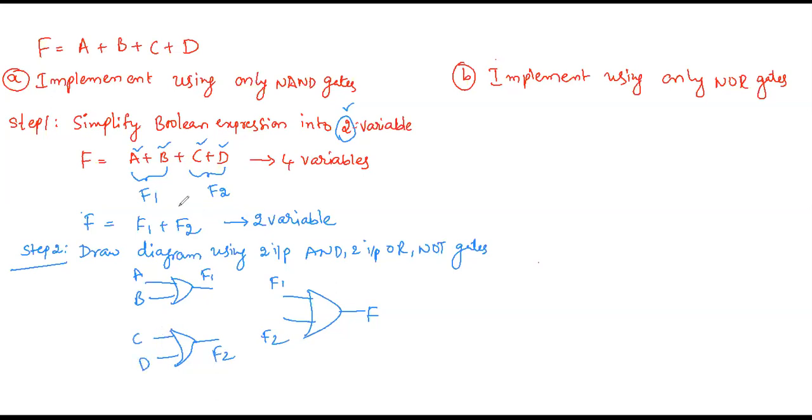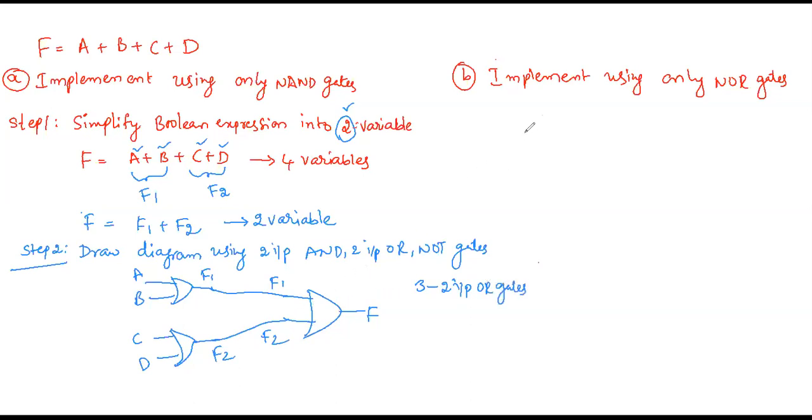Now join the corresponding terms: F1 and F2. Okay, this is the final implementation of the given Boolean expression with two input AND gates, OR gates and NOT gates. Here we are not using AND and NOT gates. Only we are using three two input OR gates.